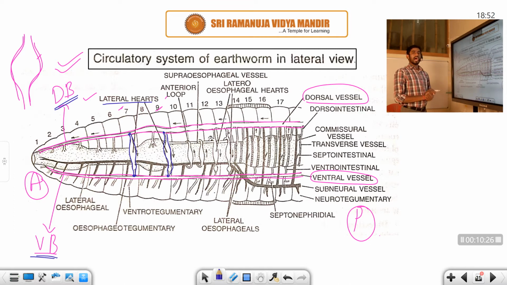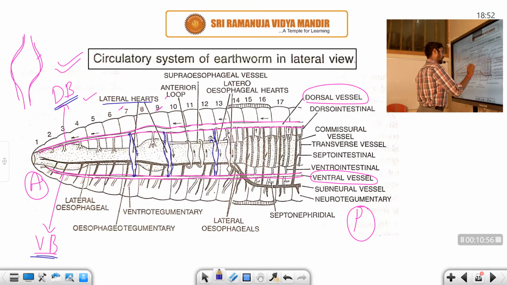That means those hearts are situated nearer to the esophagus, right? That's why they are lateroesophageal hearts. Now where are they present? Carefully observe, students. I'll write in blue color only. This is the lateroesophageal blood vessel.